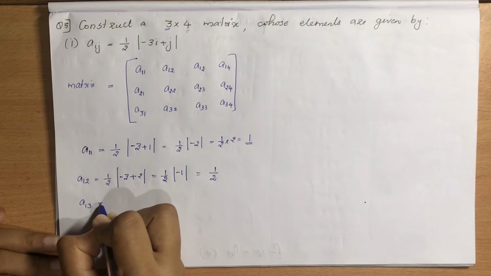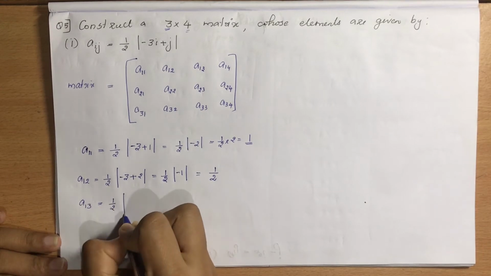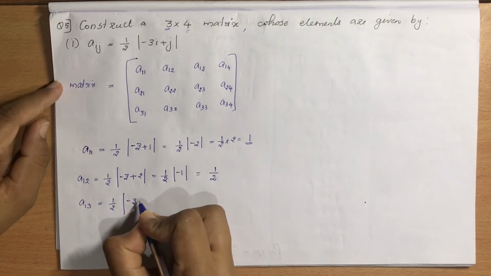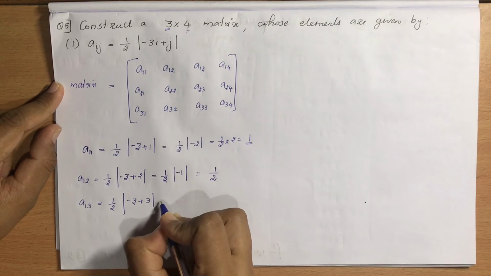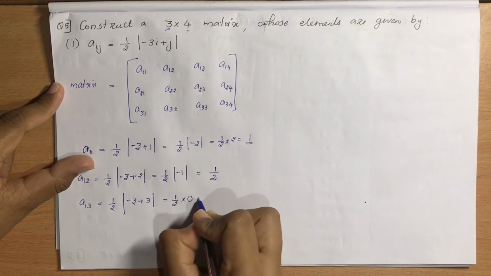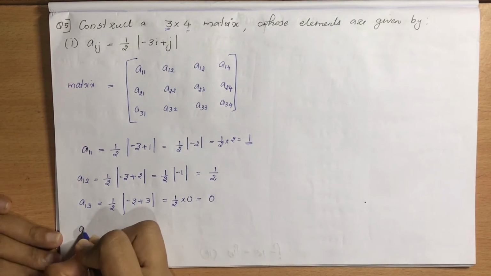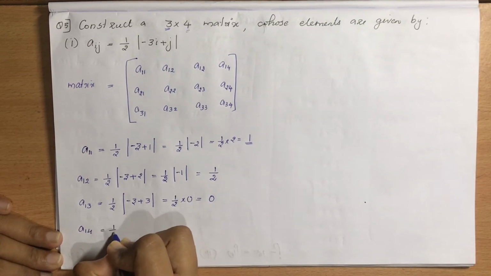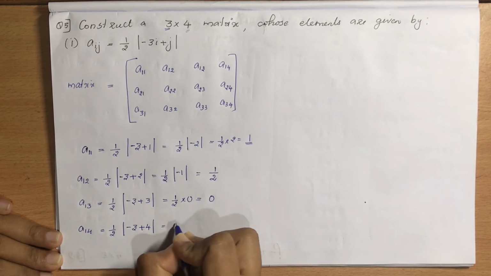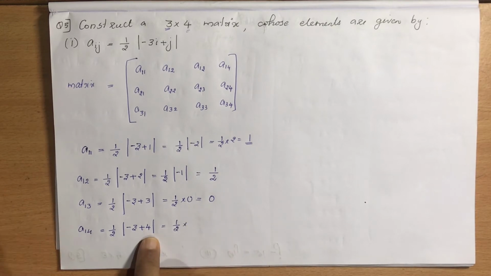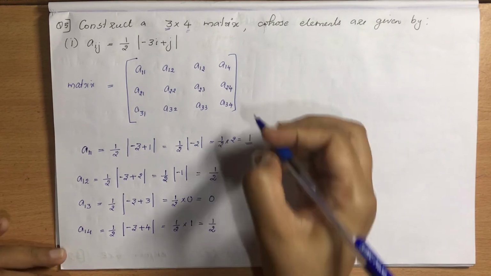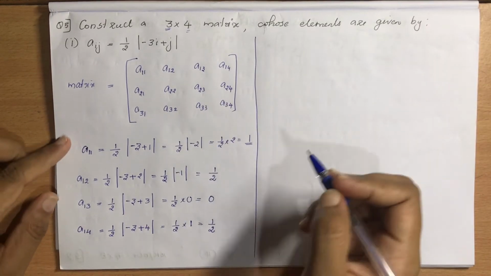Next A13. A13 is 1 by 2 mod minus 3 into 1 is 3 plus j. j is 3. Minus 3 plus 3 is 0. So 1 by 2 into 0 is 0. Next A14. A14 is equal to 1 by 2 mod minus 3 plus 4. So 1 by 2 mod minus 3 plus 4 is 1. Mod 1 is 1. So equal to how much? 1 by 2.